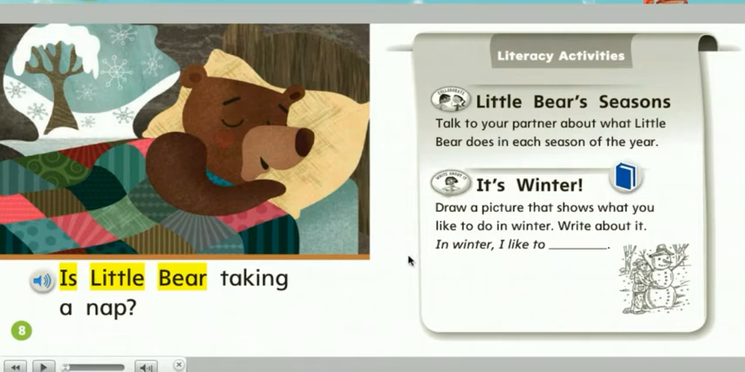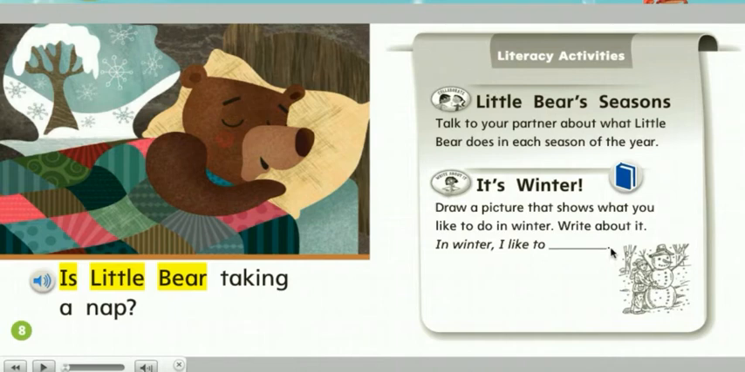So what I would like for you to do is get your journals, okay, if you don't have it already. And what you're going to do is draw a picture that shows what you like to do in the winter time. What do you like to do in the winter? After you finish drawing your picture, Ms. Jones would like for you to copy this sentence down right here. And the sentence says, in winter, I like to. So you're going to tell me right here what you like to do.